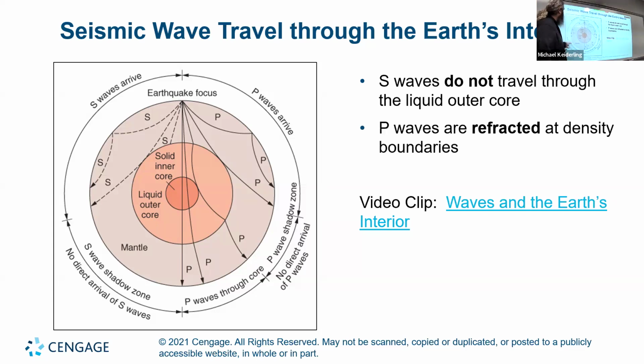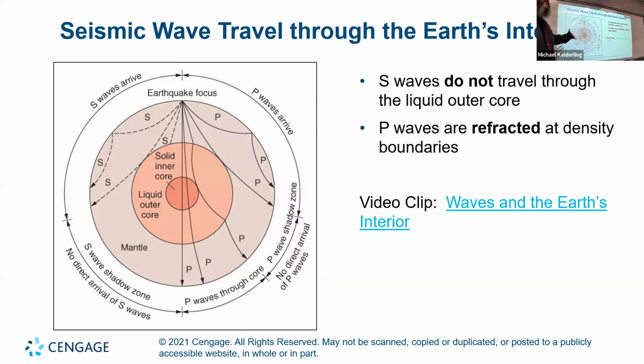While the S waves can't make it through the liquid part of the core. So there's a big shadow zone for the S waves that you never see S waves on the opposite side from the earthquake. But you do see P waves. That's part of how we figured out that there was a liquid core in the Earth.